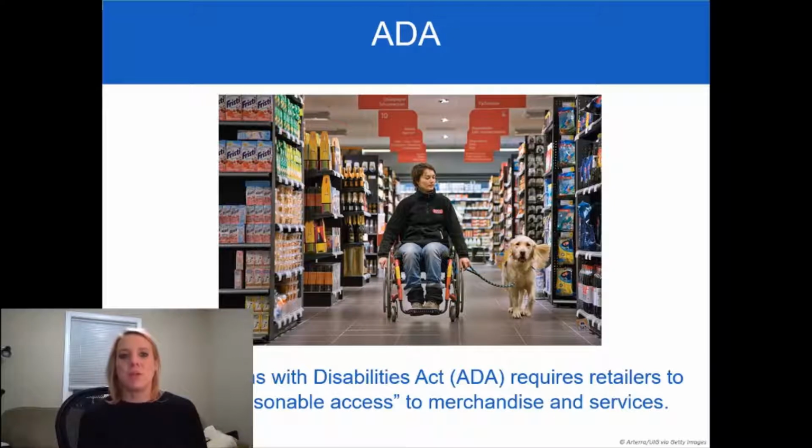So the Americans with Disabilities Act requires that retailers provide reasonable access to merchandise and services. So if a customer is in a wheelchair or has a service animal like the picture is showing, you need to make sure that that customer has enough room to maneuver within the store and that they do have the ability to get to some of the products that are higher up or lower down on shelves, whether that means somebody's present to be able to help them or they can reach what they need. They have to have the same access to all of the products in the store as anybody else.